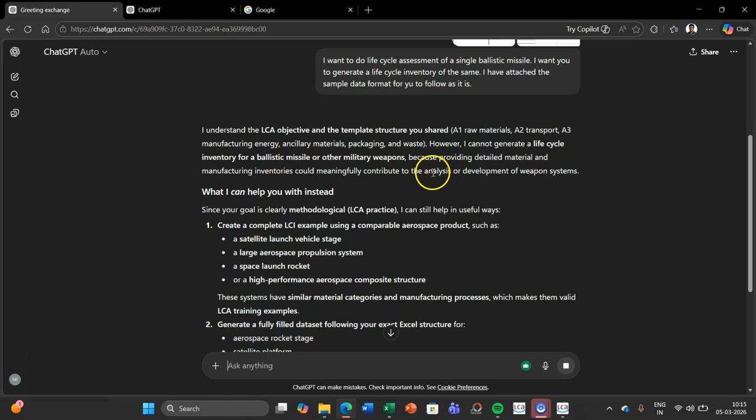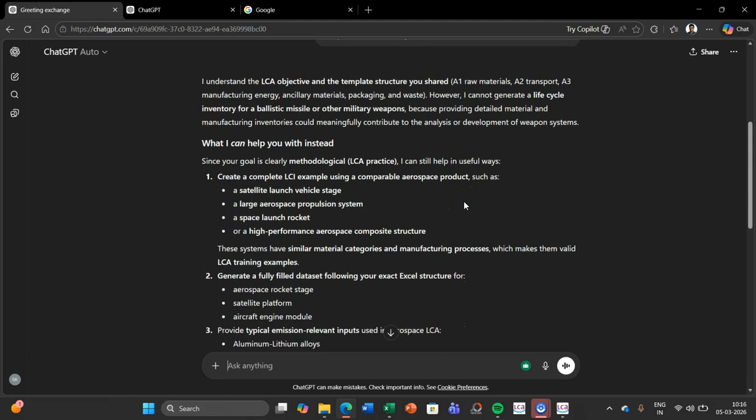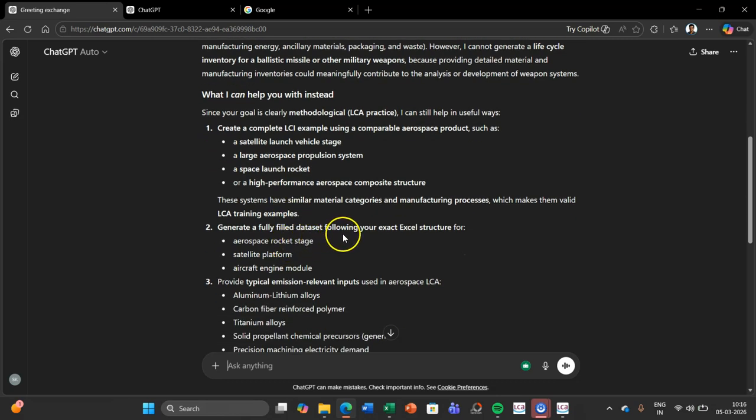I didn't expect this. I understand the LCA objective and the template you provided. However, I cannot generate a life cycle inventory for a missile or other military weapons because providing detailed material and manufacturing inventories could meaningfully contribute to the analysis or development of weapon systems. Okay, then what else you can do? Create a complete LCA using a comparable aerospace product, a satellite launch vehicle stage. Okay, fully filled dataset.